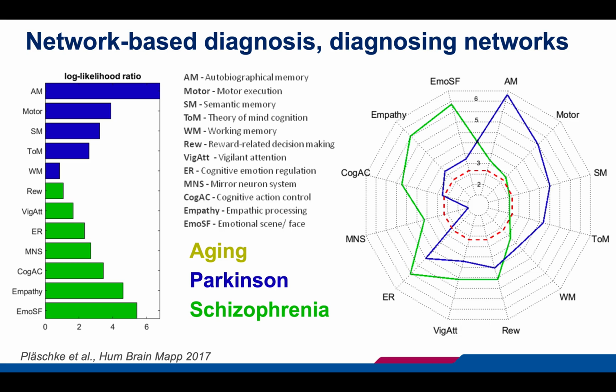We must note that the red line is the formal significance level, so really there is some information in every disorder, on both disorders in every network, but there are some networks that are very good in predicting Parkinson's disease, like here on the right side, memory and motor networks. Other networks here on the left, empathy, emotion processing, and cognitive control, are much better in predicting schizophrenia. And conversely, also for a given disorder, some networks are very good, other networks are relatively poor.